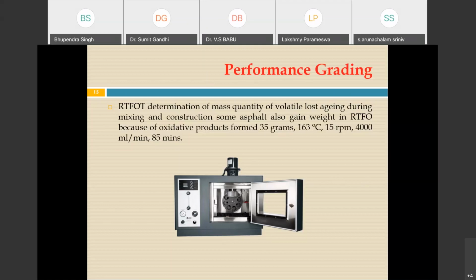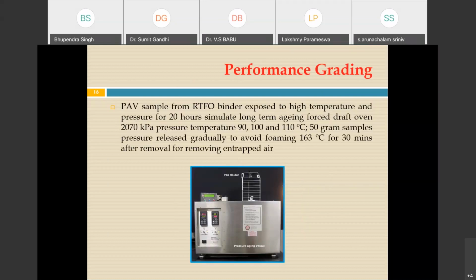Then we use the RTFO. In RTFO, what we do is, there are glass cylinders. In the glass cylinders, we put 35 grams of sample, and we put it inside the RTFO at a temperature of 163 degrees Celsius for 85 minutes. And we also provide an airflow of 4,000 milliliters per minute. That is how our short-term aging occurs in our laboratory. And then we perform tests on these to check what will be the performance of our binder in the field.